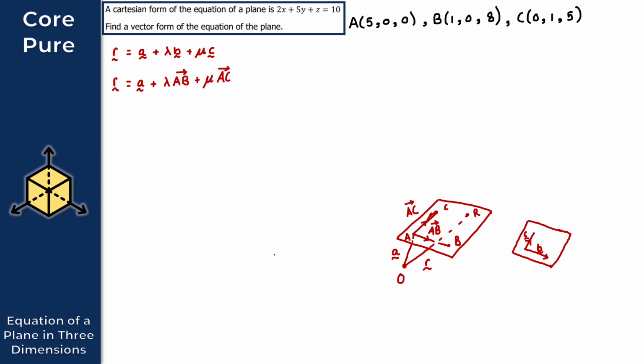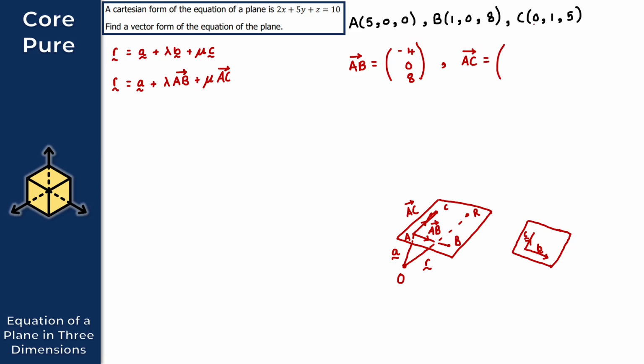So now what we need is these two vectors, the vector AB and the vector AC. For the vector AB, nice and straightforward, this is simply B minus A. So what do we get? 1 minus 5 gives minus 4. 0 minus 0 is just 0. And finally 8 minus 0 gives us 8. We get minus 4, 0, 8. That's the vector AB.